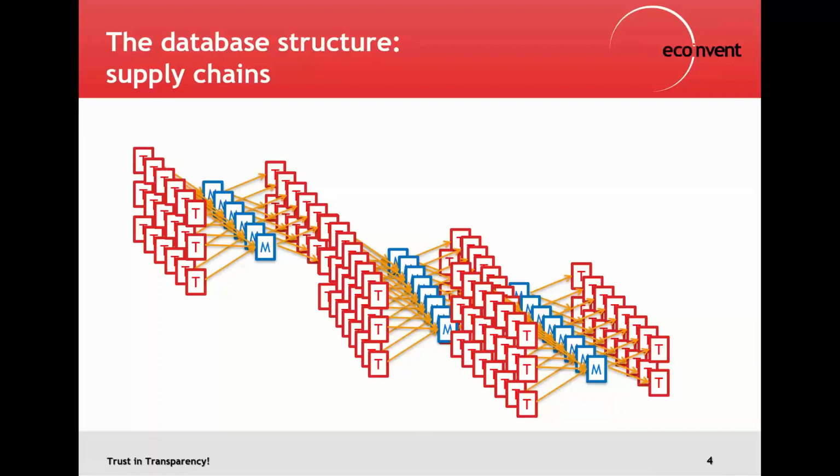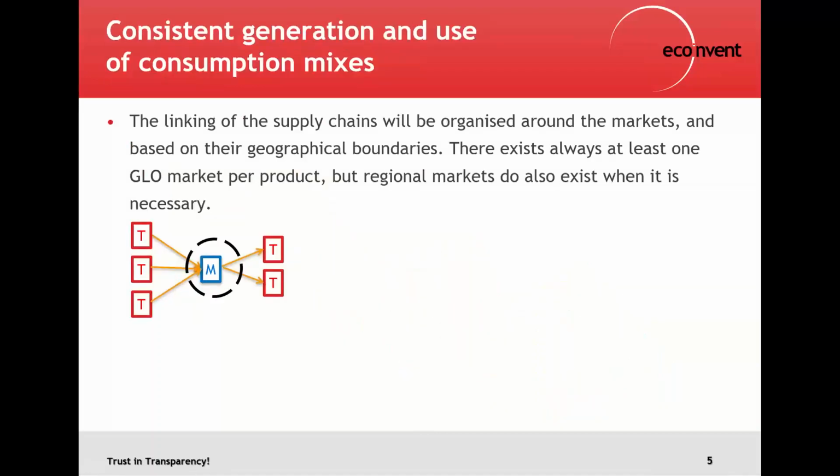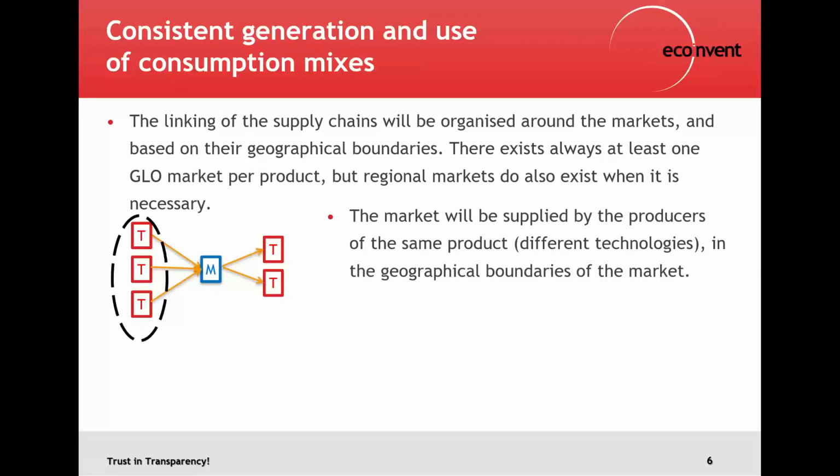How do we connect those different building blocks? It's important to remember that the supply chains link together using as a central point the geographical boundaries of markets. So in the database, there will always exist at least one global market per product, but also regional markets would exist for different products. And the linking of supply chains of products will be organized, will pivot around the markets, around their geographical localization.